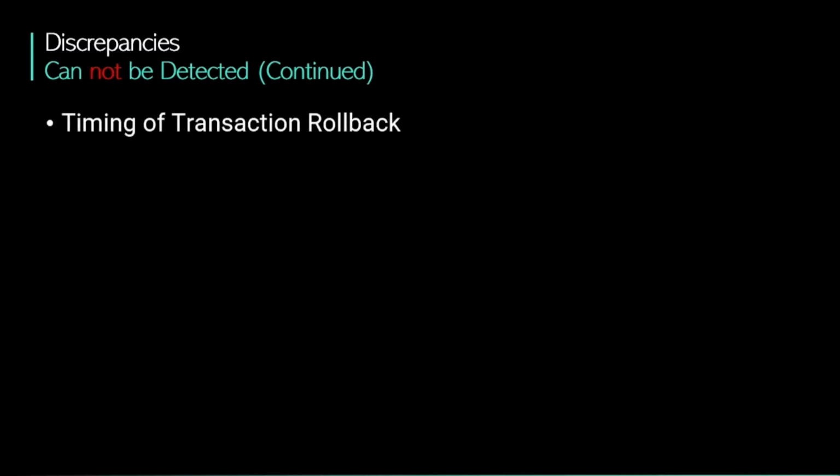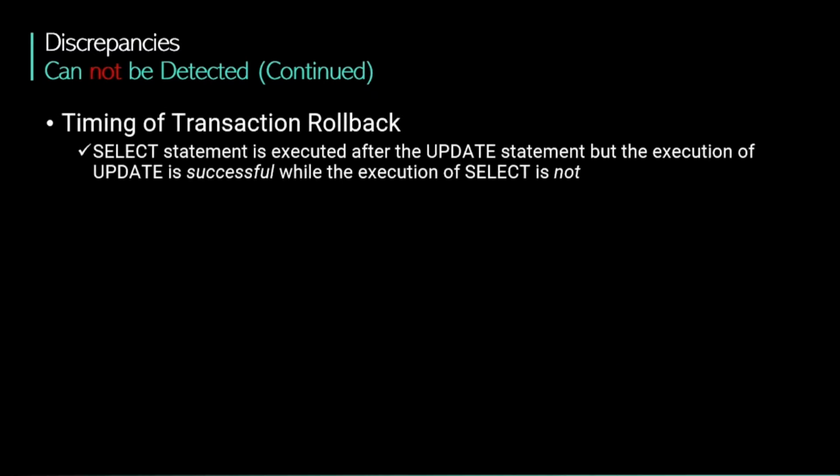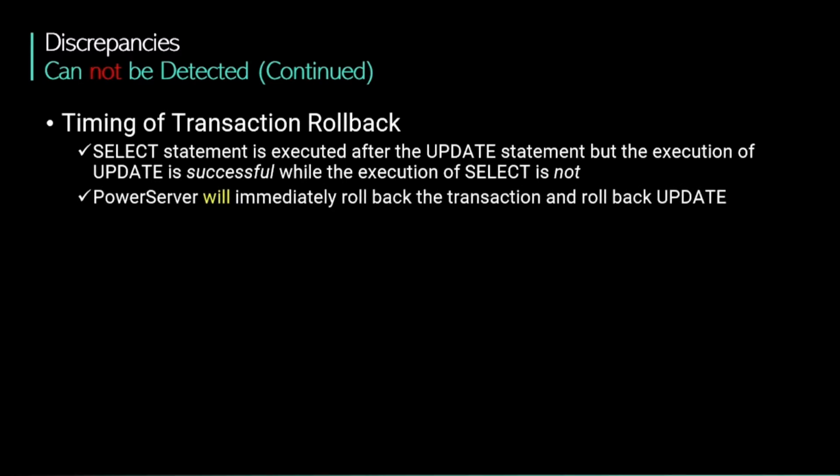The timing of a transaction rollback. A select statement is executed after an update statement, and the update is successful, whereas the SQL select is not. PowerServer will immediately roll back the entire transaction, including the update, because the select fails. Well, that's usually not a problem. I don't know too many applications that do an update and then a select. PowerBuilder will not do this. It'll allow the select to go through. If it fails, you're going to get some kind of a, for example, +100, data is not available. And you make the determination in the application of when to actually do the commit.